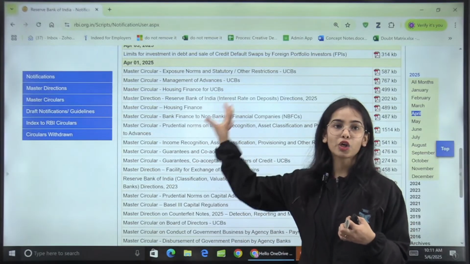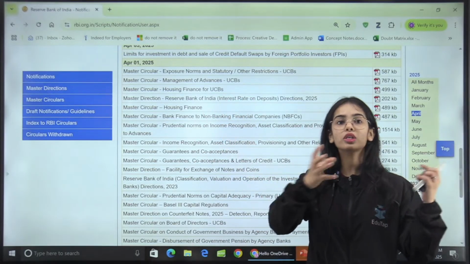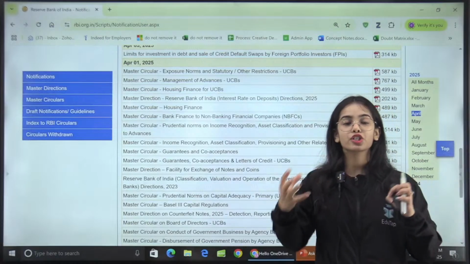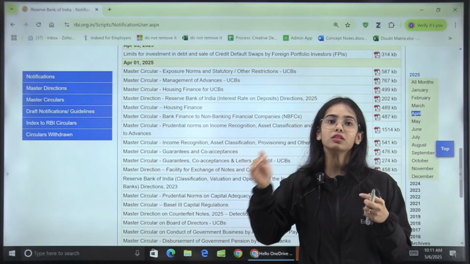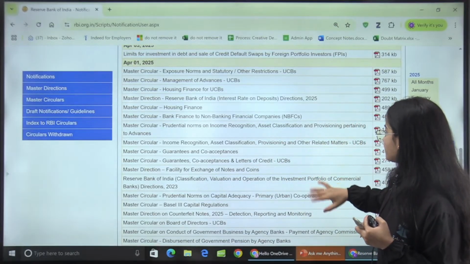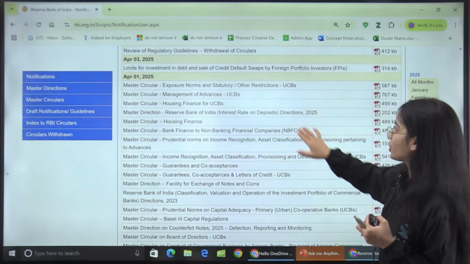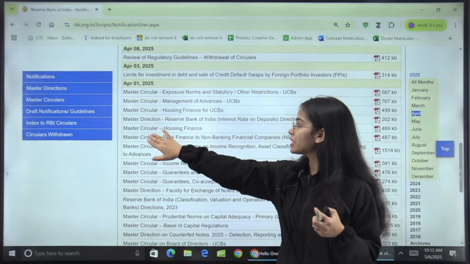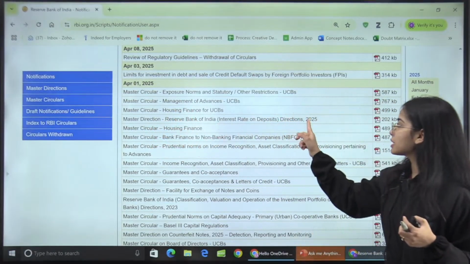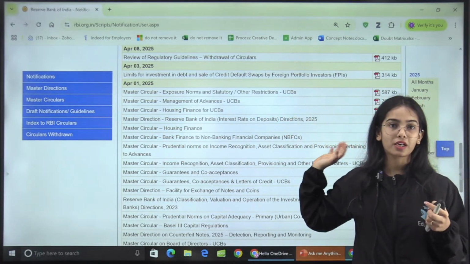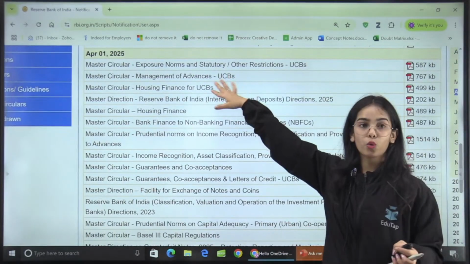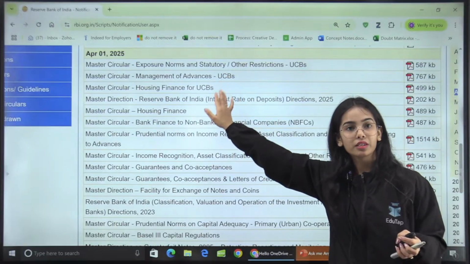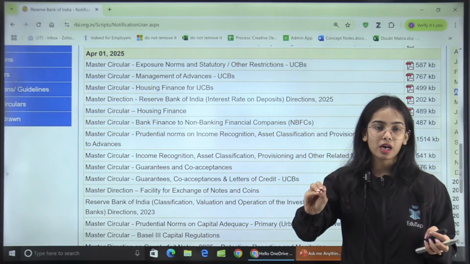Okay, so these are not new circulars. They are old circulars or old master directions that RBI is just re-informing the banks about. But here you can see that there is a notification, a direction, a master direction, released in 2025. This you can cover, because this is the new one; the rest are the older ones that have been re-informed by the RBI to the banks.